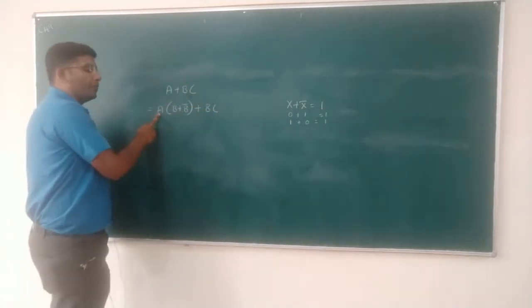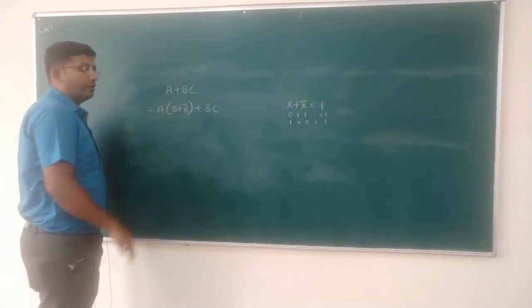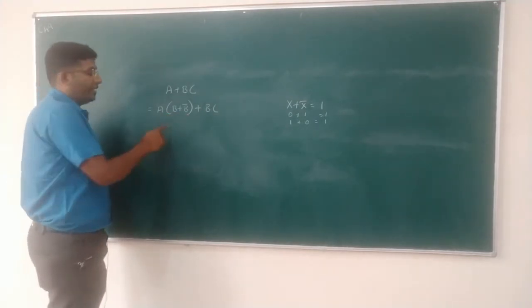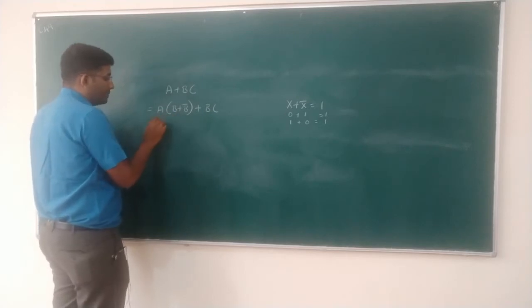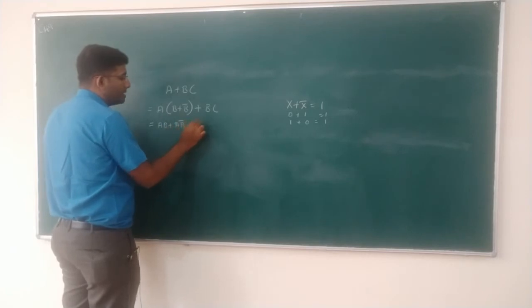1 into A, we are going to get x into 1, x. In the same way, 1 into A, we are going to get A itself. It won't make any difference to the expression. That's why we are substituting B plus B bar into the expression. Now simplify the expression: AB plus AB bar plus BC.